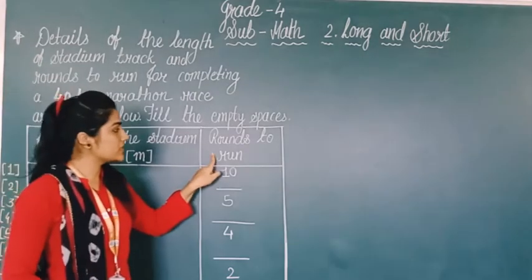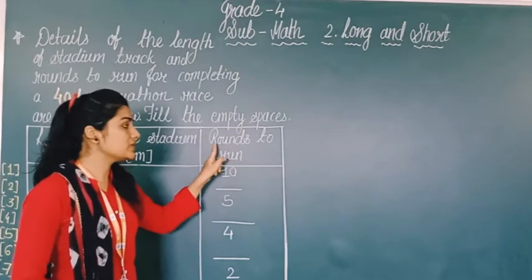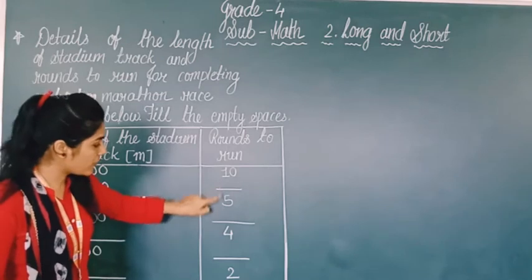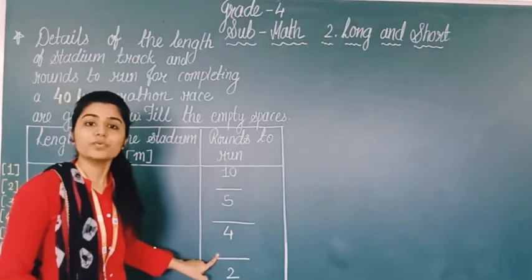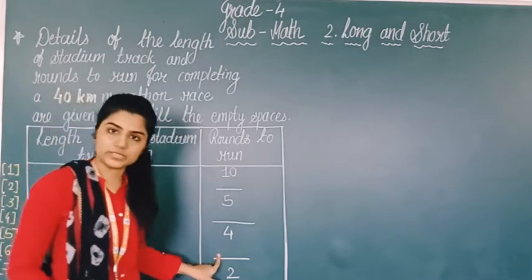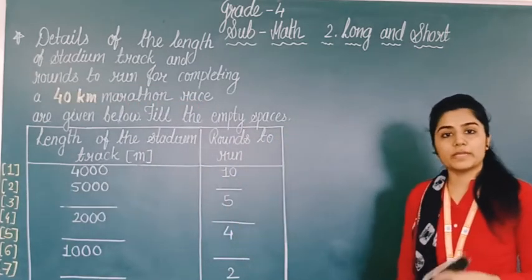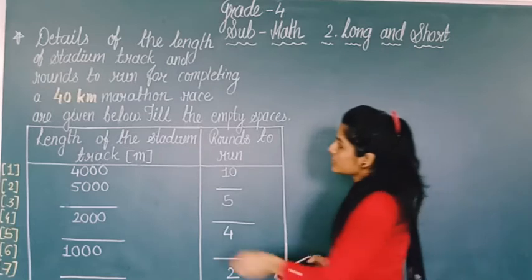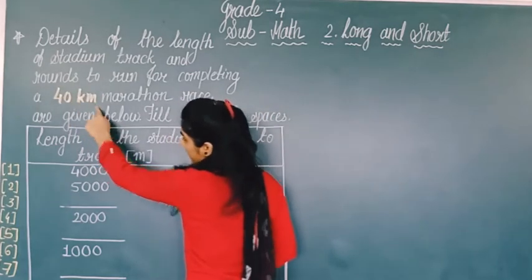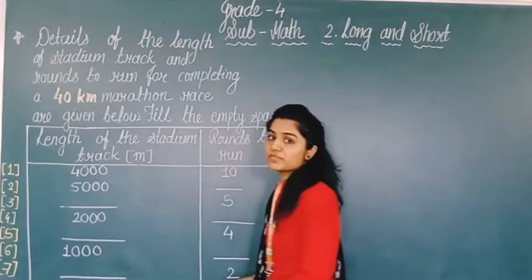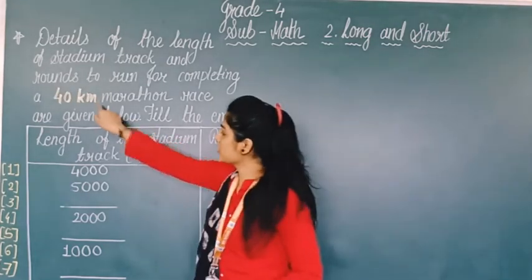And in the second column you can see rounds to run is given, but you can see some of the spaces are missing, right? That we have to fill by using the method. Now first we are applying the formula of meter and kilometer. Why? Because in the question it is given in kilometer and all these numbers are given in meter. So first we need to convert this kilometer to meter.